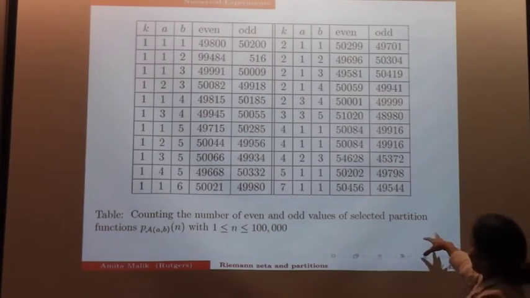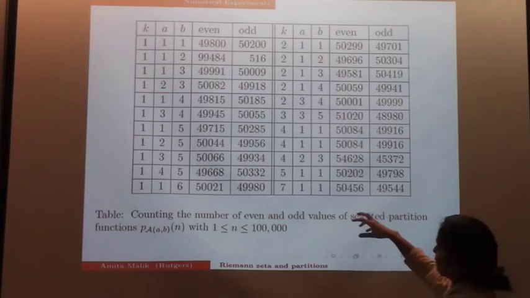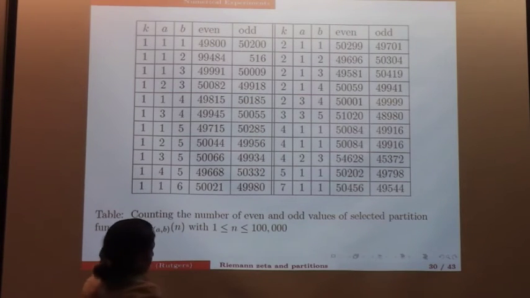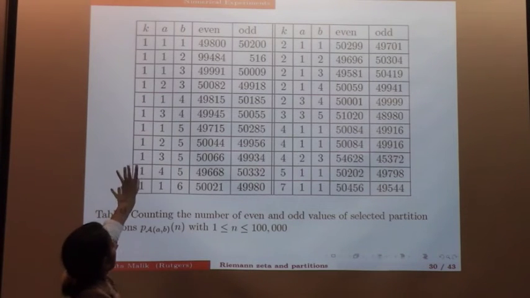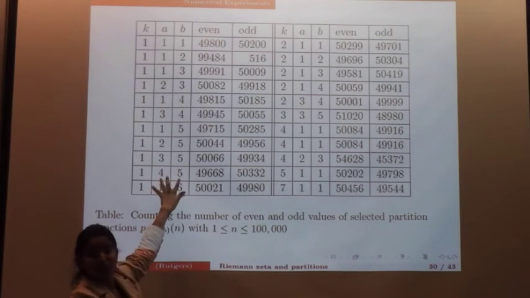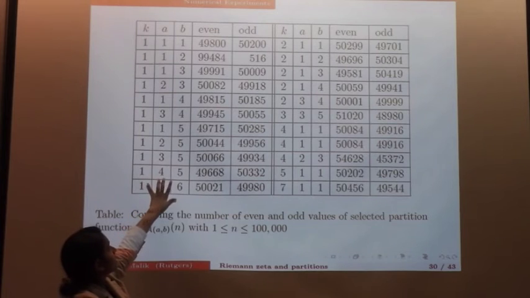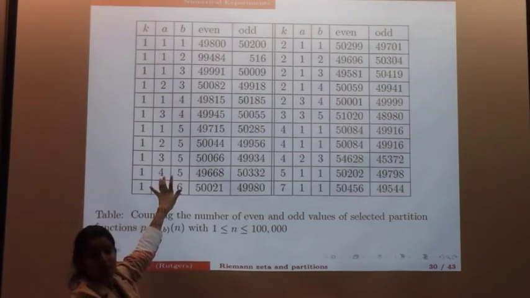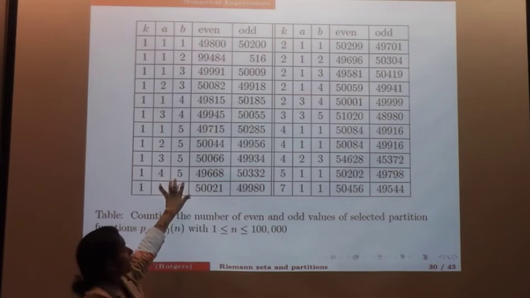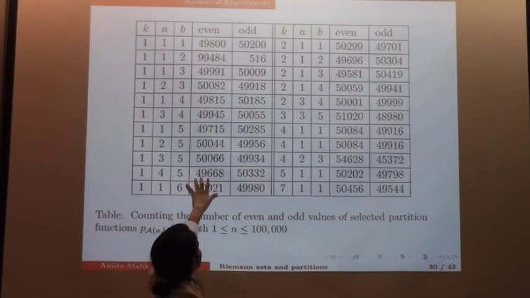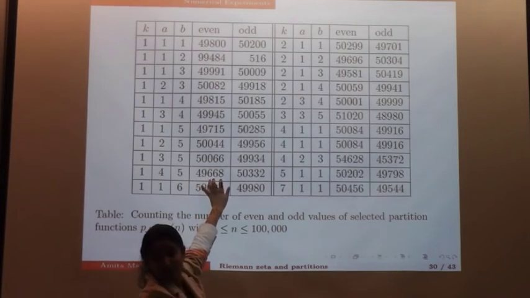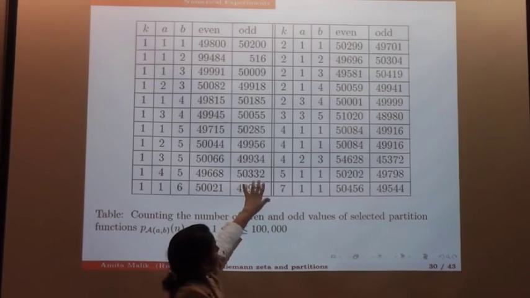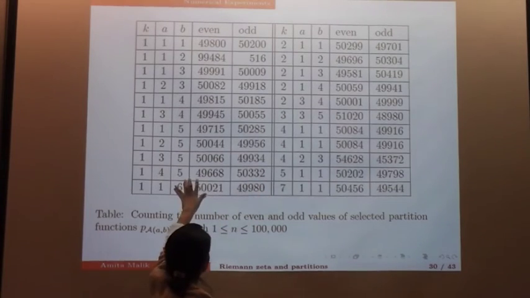So in this table here, we count the number of even and odd values of selected partitions. In this row, k is always equal to 1. But for example, if you take a to be 4, b to be 5, that means we are talking about partitions into parts which are congruent to 4 mod 5. And over there you see that it's so close. The even values out of 100,000, 49,668 of them are even and these many are odd. So percentage wise this is 49.6, 50.3.